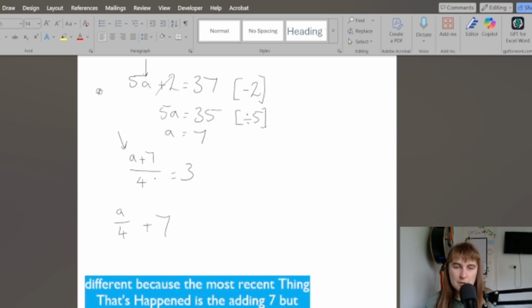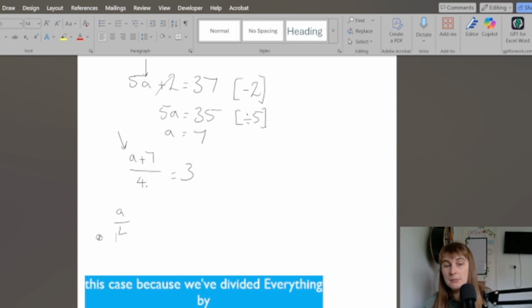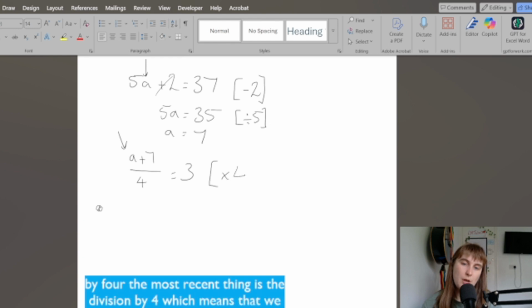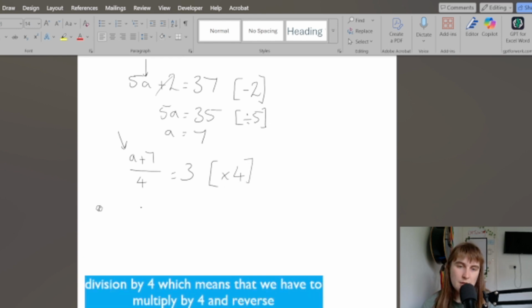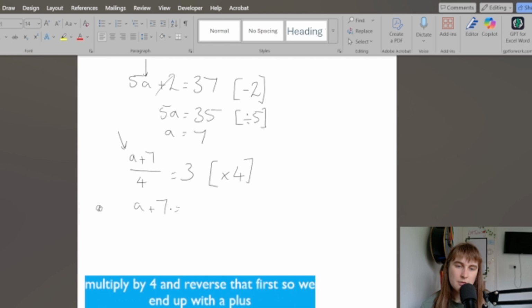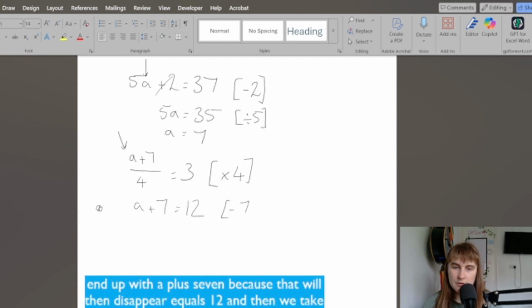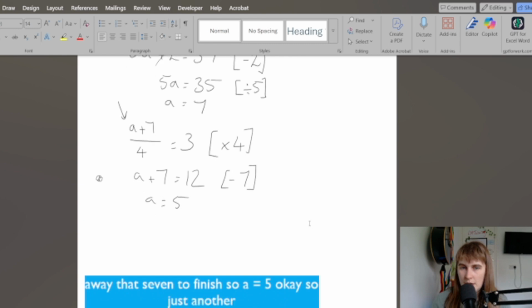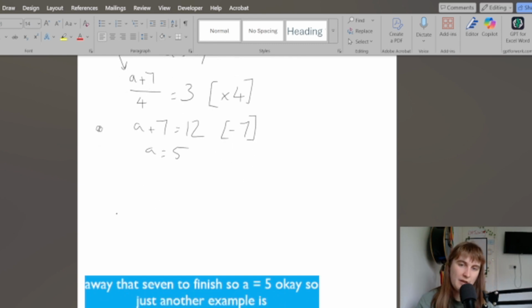But in this case, because we've divided everything by 4, the most recent thing is the division by 4, which means that we have to multiply by 4 and reverse that first. So we end up with a plus 7, because that will then disappear, equals 12. And then we take away that 7 to finish. So a equals 5.